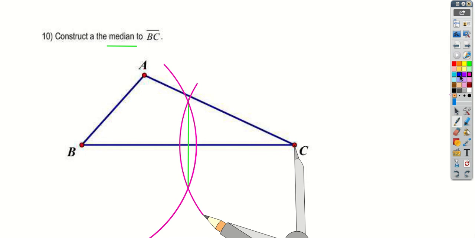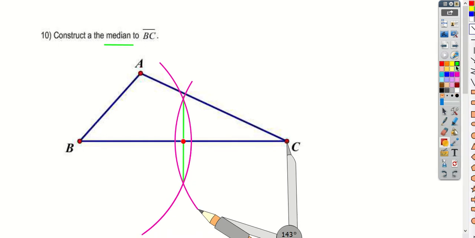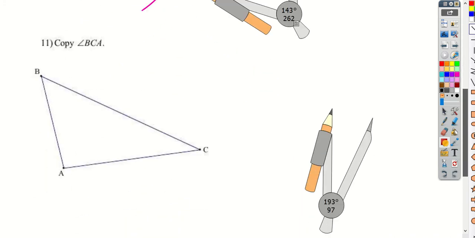Where that point hits the intersection of the perpendicular bisector and line BC, that is the midpoint right there. And then all I have to do is draw a line that connects A to the midpoint. And there's our median.